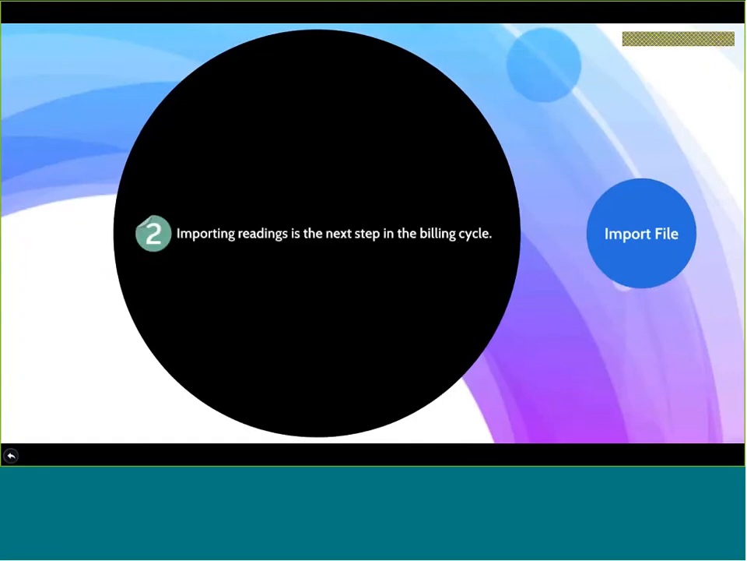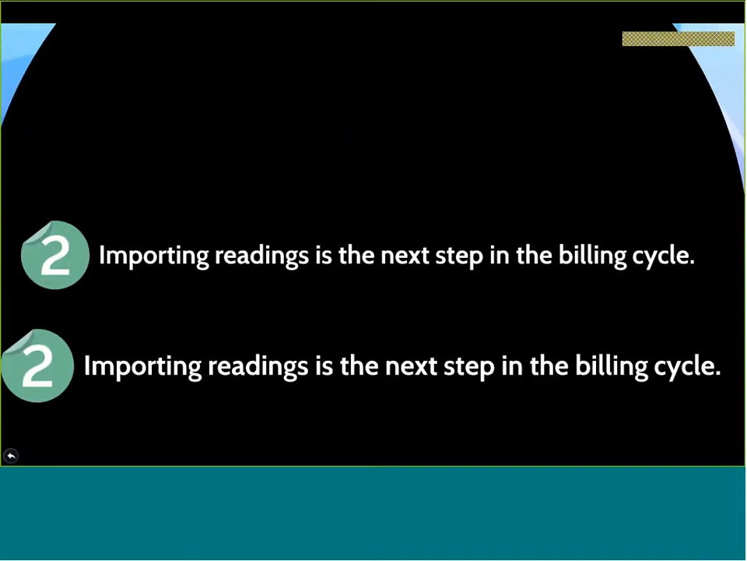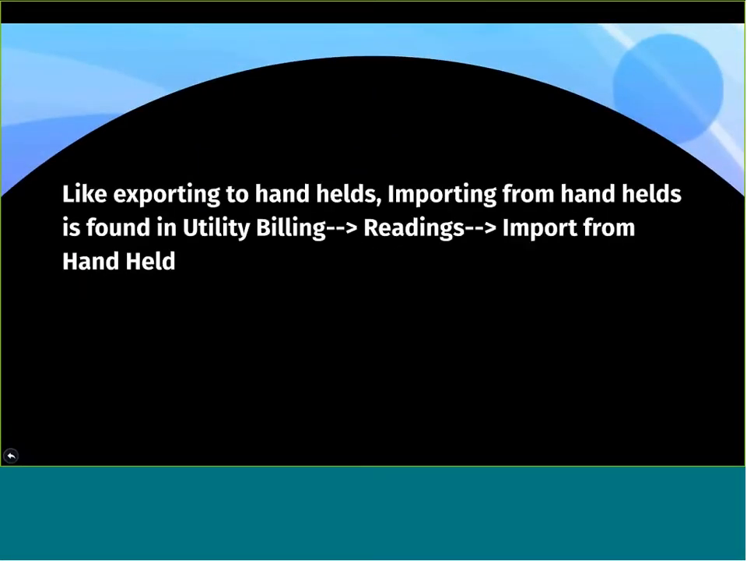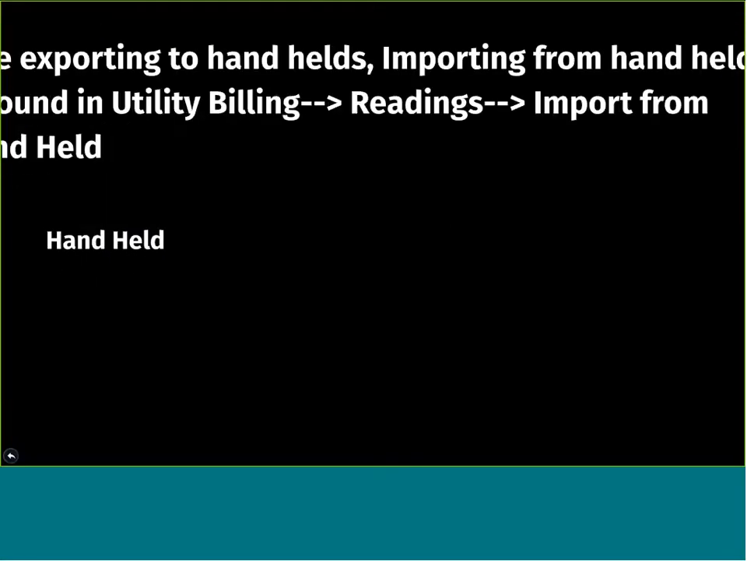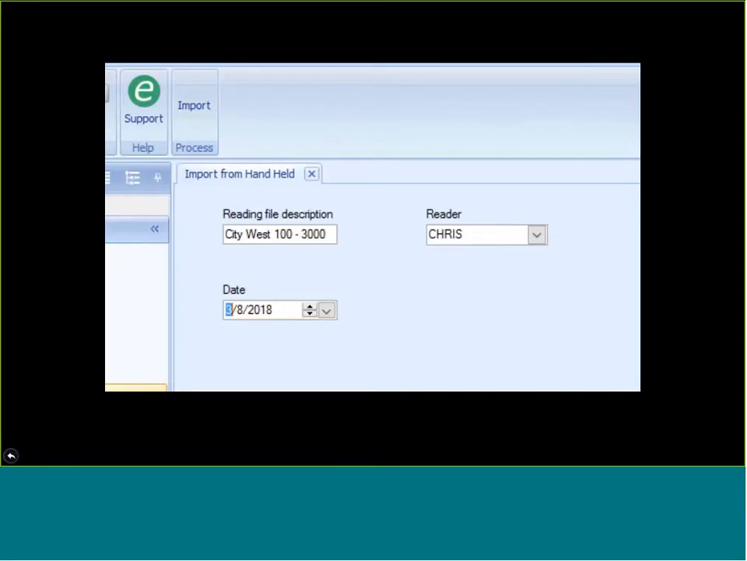All right. So the next step in the billing cycle is importing. Like exporting to handhelds, importing from handhelds is found in utility billing, readings, import from handhelds. Those are the menu items there. You just navigate to that. The screen will look like this. It's pretty similar to the other one.